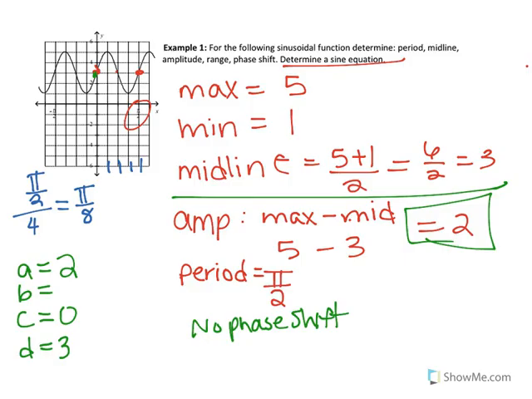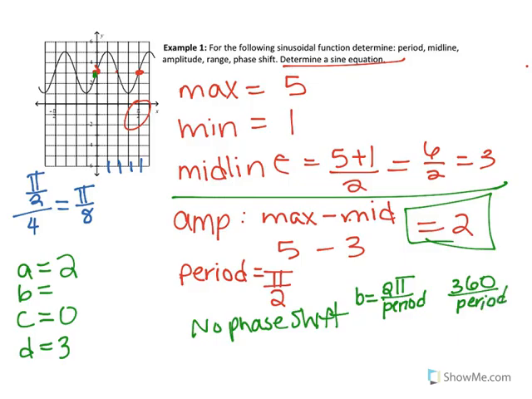And the last is the period. So this is the hardest one to figure out. So to figure out the period, you're either going to do 2 pi divided by your period, or it's going to be 360 divided by your period length.